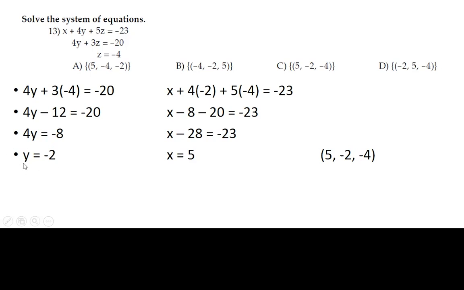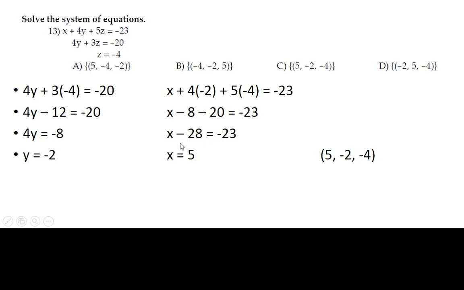Now we have z and we have y. We can plug both of those into the first equation and solve for x. Y was negative 2, so 4y is 4 times negative 2, which is negative 8. Z was negative 4, so 5z is 5 times negative 4, which is negative 20. That makes this x minus 8 minus 20 equals negative 23. Negative 8 minus 20 is negative 28, so x minus 28 is negative 23.